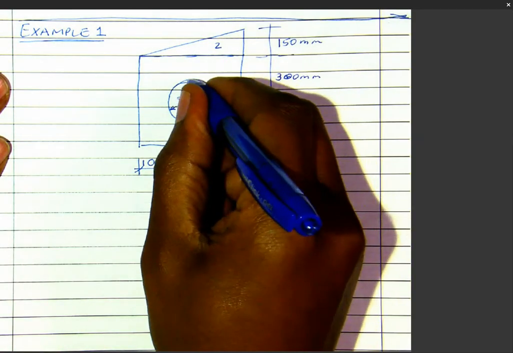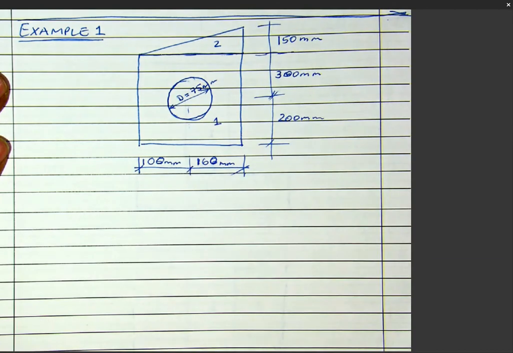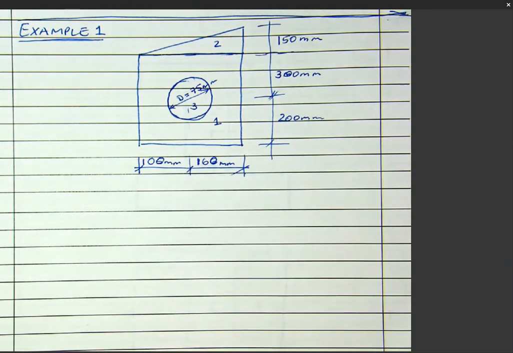This is an opening, it can be a pipe for services with a diameter of 75 millimeter. I'm going to call it area 3. Luckily for this section, I like it, we've got all possible shapes that we can get for this course. So first things first, I'm going to calculate my areas. What is area 1?